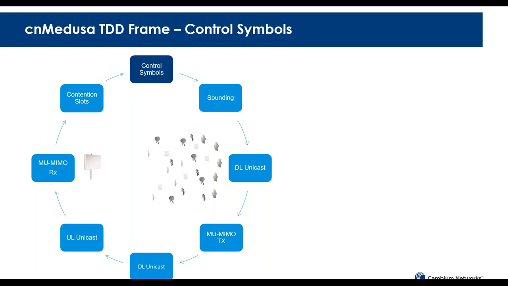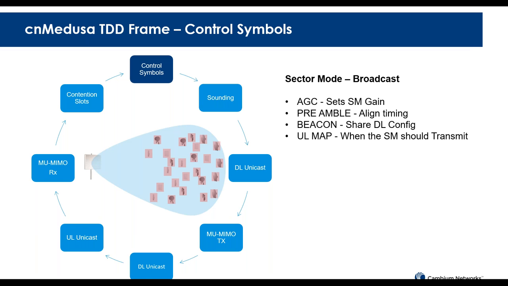Let's walk through all these types of symbols in a frame. The first type of symbol in a frame is control symbols. These are symbols that are sent in broadcast mode because they need to be received by all the subscribers. These are the AGC symbol that's used by the subscribers to set the gain, the preamble that's used by the subscribers to align the frame in frequency and in time, the beacon, which contains configuration parameters of the sector, and the uplink map, which contains the schedule that indicates to each subscriber when they can transmit during the uplink portion of the frame. Because this information has to be received by all the subscribers, this is sent in sector mode.